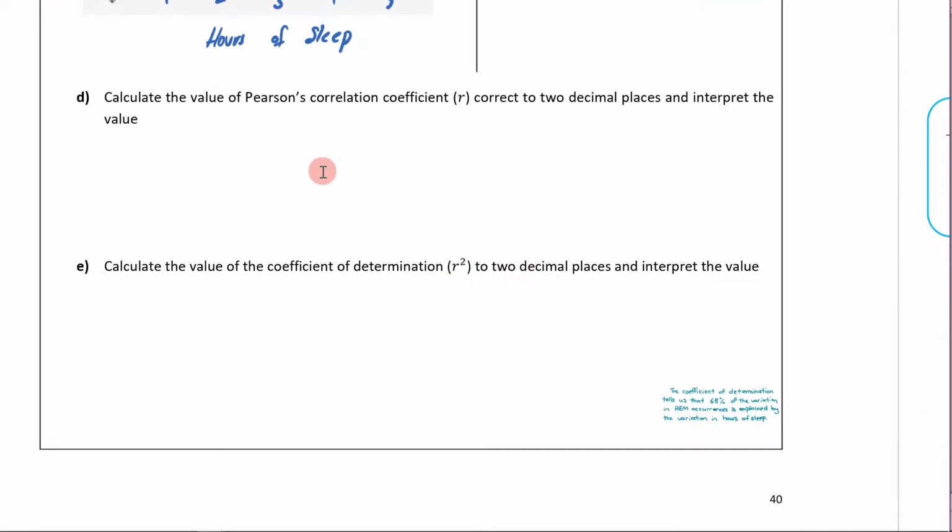Okay, next, calculate the Pearson correlation coefficient of R. Okay, so how are we going to do that?